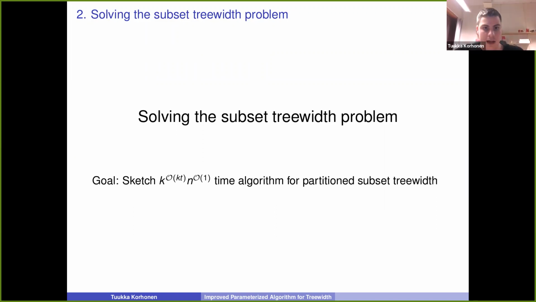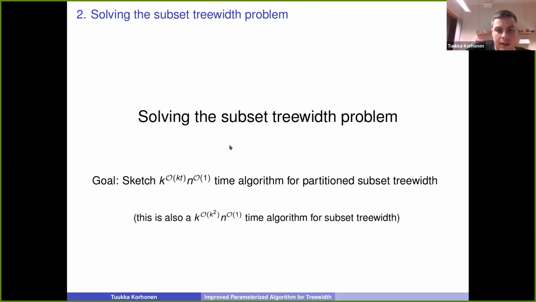And the goal will be to actually sketch an algorithm for partitions of treewidth with time complexity k to the O(kt), where t is the number of these cliques, k is the target treewidth. This is also an algorithm for subset treewidth by starting with the cliques of size 1. The reason why I do partition subset treewidth here is not because I want to go for the full generality, but because this is what naturally happens in the algorithm.